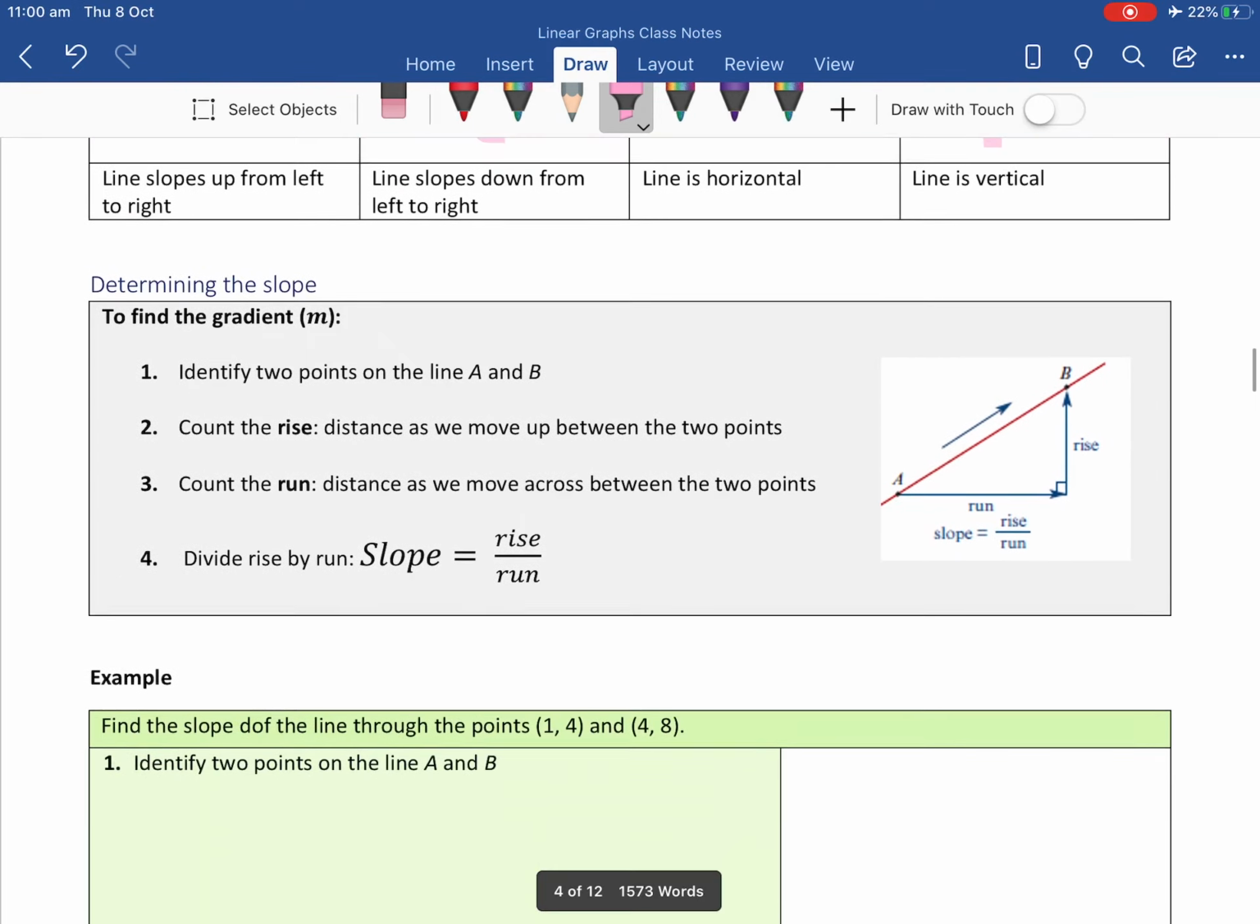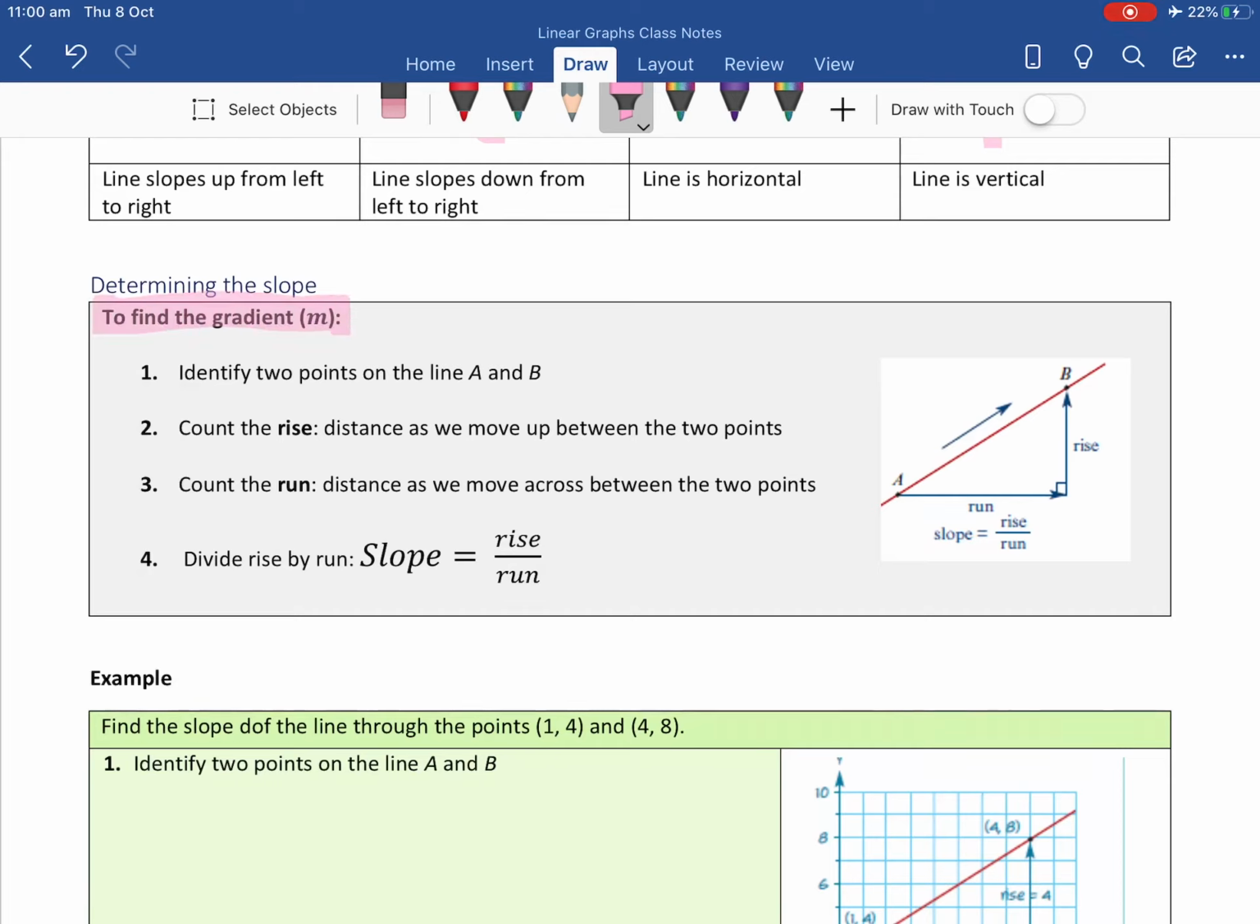So to determine the slope, to find the gradient, these are your steps. Step 1 is identify 2 points on the line. So for example over here, our line is this red line, and you just pick 2 points on there. Usually you want to pick points that you know are whole numbers, as they are usually easier. Then you can create a triangle, because that will help you count the rise and the run.